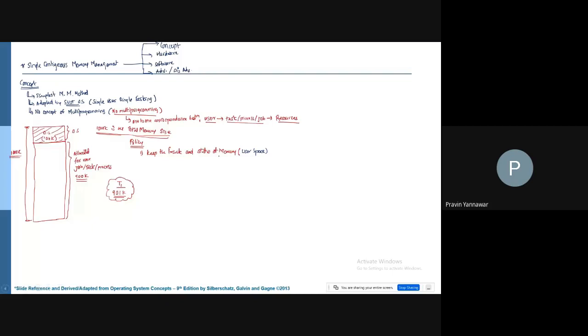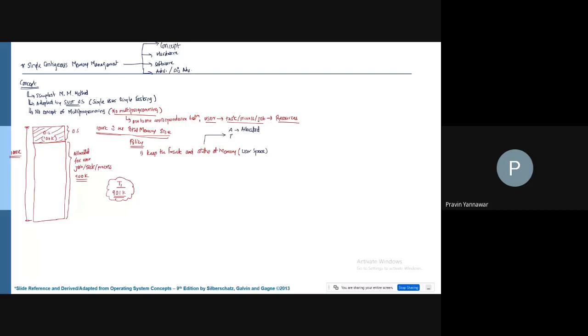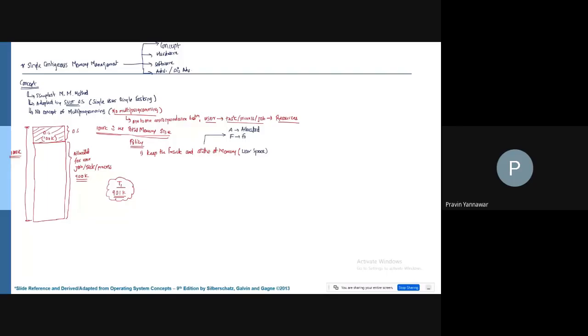Okay, now when it is a status, there are only two statuses here. One is allocated and the second is free. Okay, so at this particular point of time, we don't have any processes allocated into memory. So the status of this particular 900K is free. So we'll just write here the status as free.